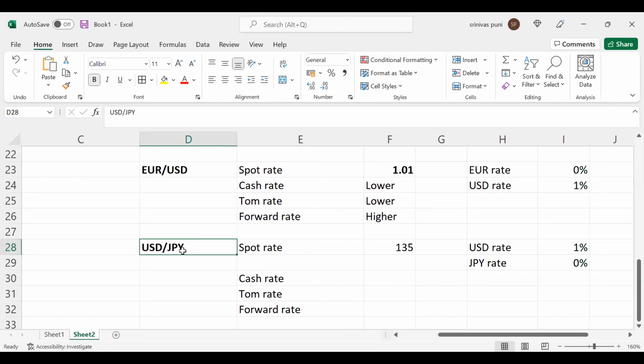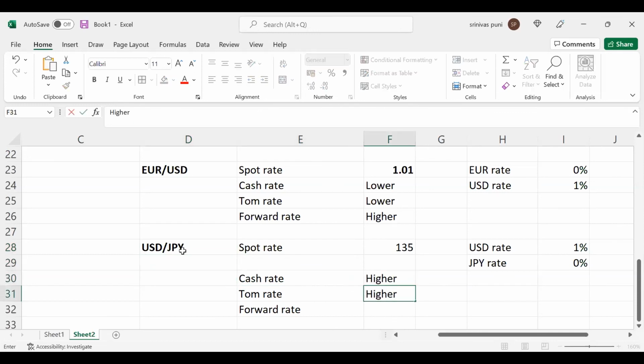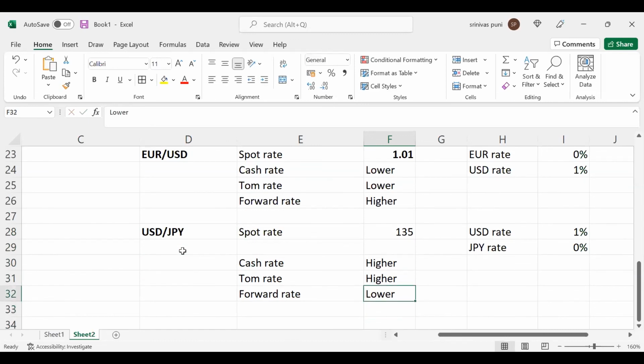In dollar rupee, the dollar was at a premium in the forward market. Why? Because dollar was a lower interest rate currency compared to rupee. Here, dollar is a higher interest rate currency compared to the JPY, Japanese yen. So cash rate therefore will be higher, term rate will be higher, and the forward rate will be lower.